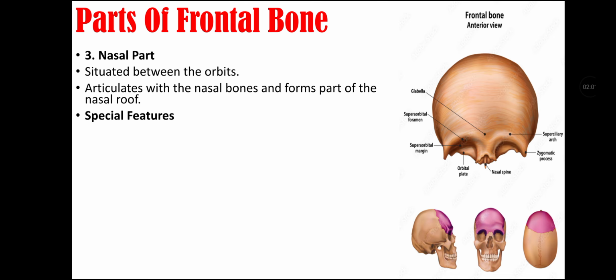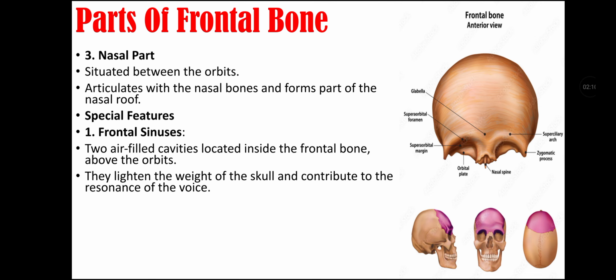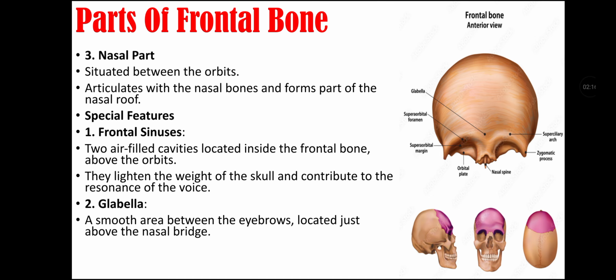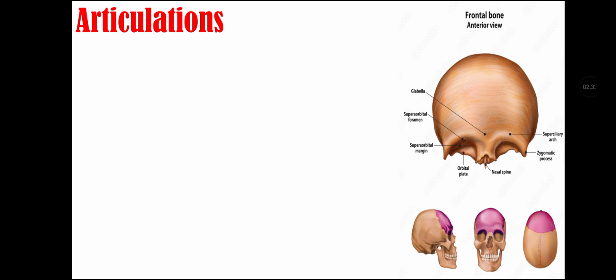Special features of frontal bone include frontal sinuses. They are two air-filled cavities that are located inside the frontal bone above the orbits. They lighten the weight of skull and contribute to the resonance of the voice. Next feature of frontal bone is glabella, that is a smooth area between the eyebrows, as you can see in the diagram. It is located just above the nasal bridge. Third feature of the frontal bone is superciliary arches. These are bony ridges above the orbit that are more prominent in males.